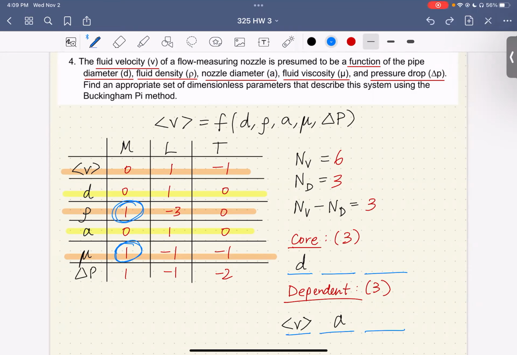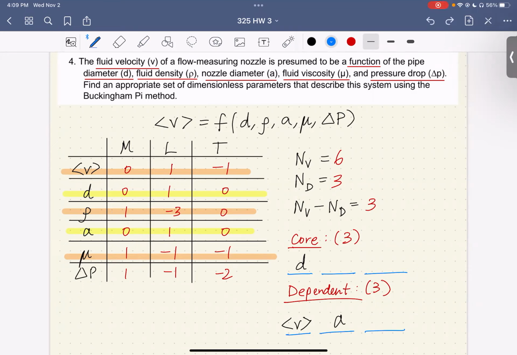Great, so we're going to do that. We are going to put mu and rho right here in our core variables. That leaves us with delta P as a dependent variable. Great, so now that we've grouped our variables, we're going to actually write out our dimensionless groups.